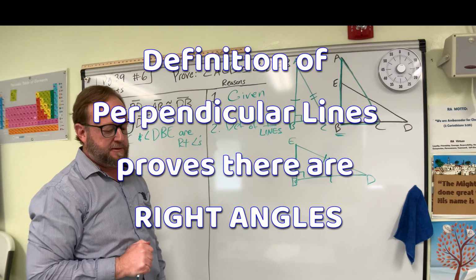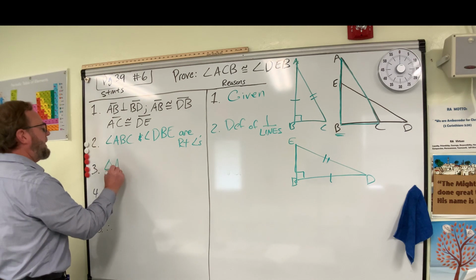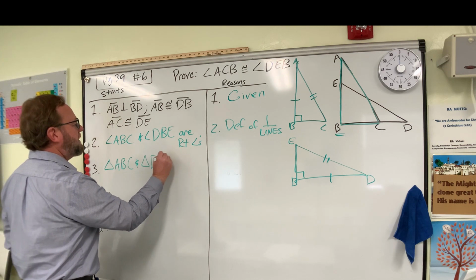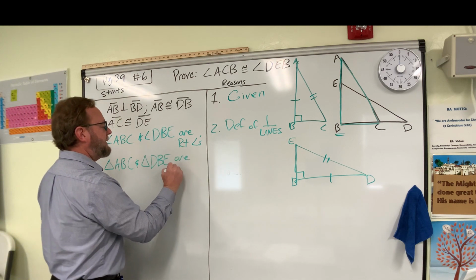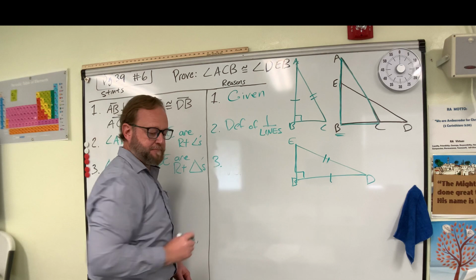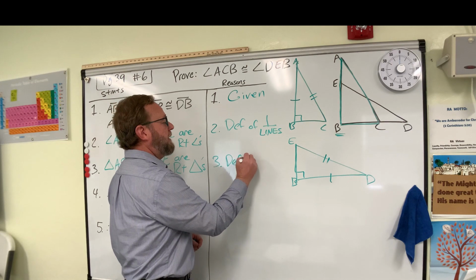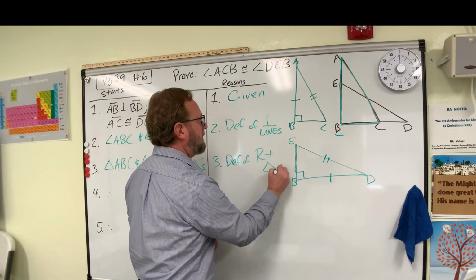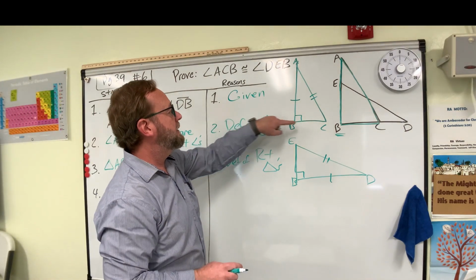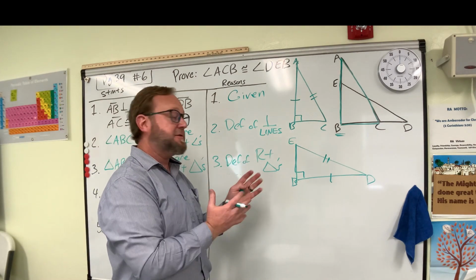If we have right angles, then we should be able to prove right triangles. So that means triangle ABC and triangle DBE are right triangles. And what's my reason for that? Definition of right triangles. Does that make sense? If we have perpendicular lines, then the definition of perpendicular lines tells us that forms a 90-degree angle, which is a right angle.